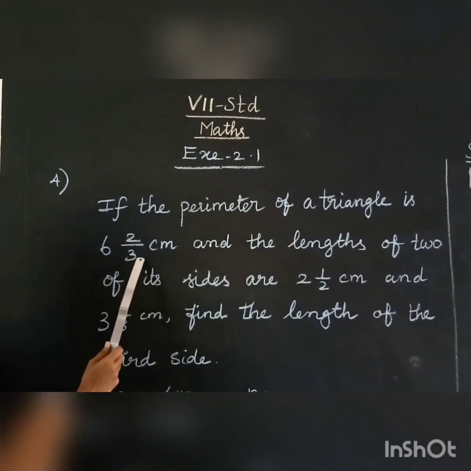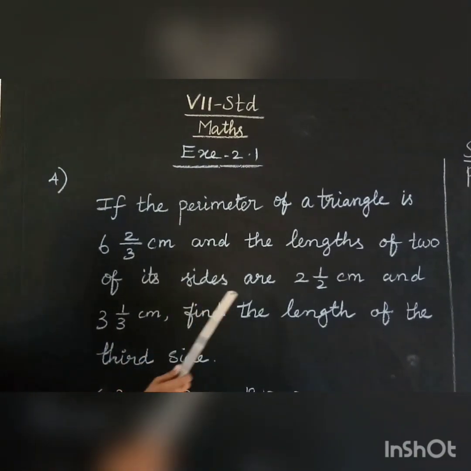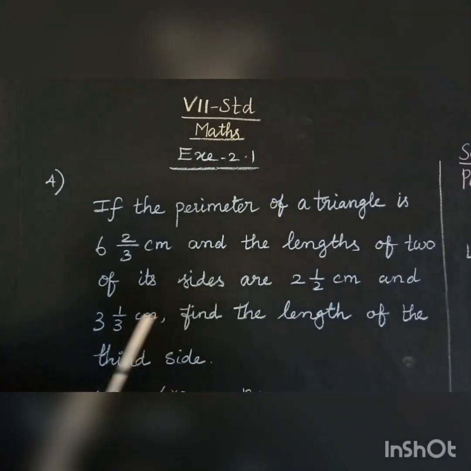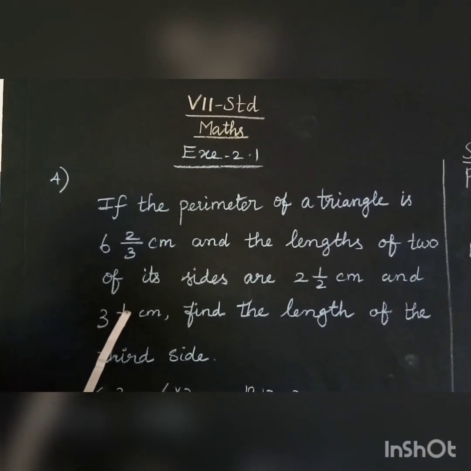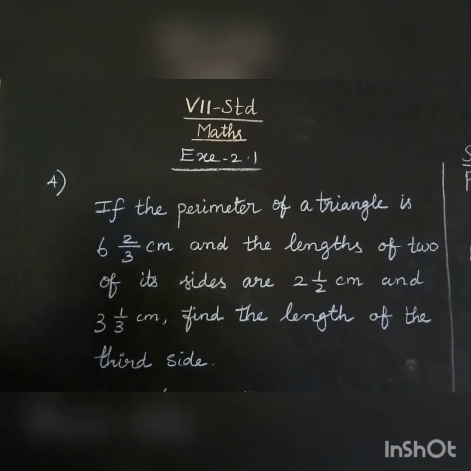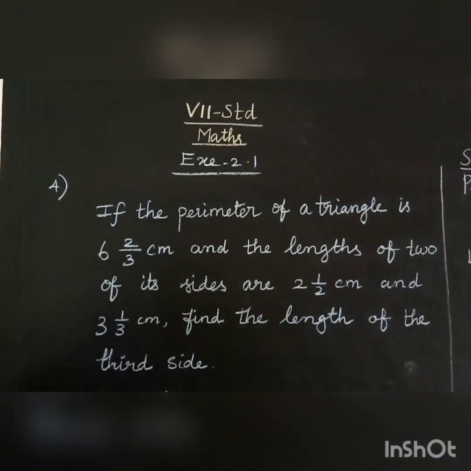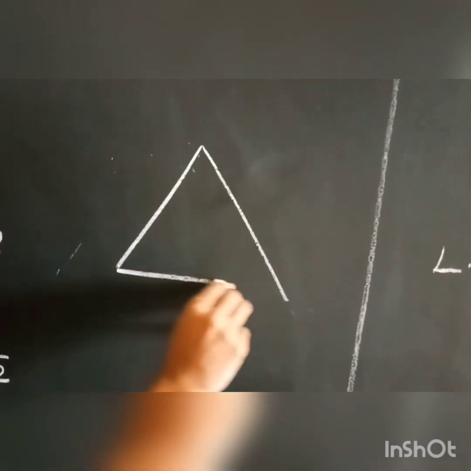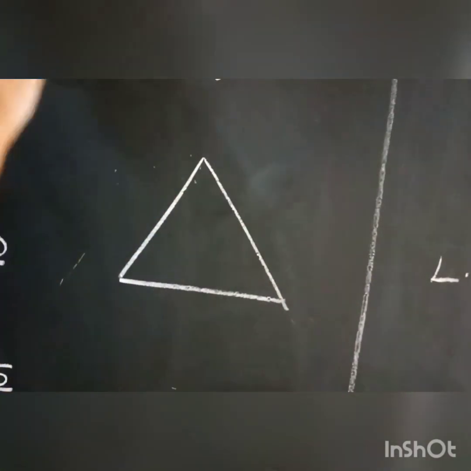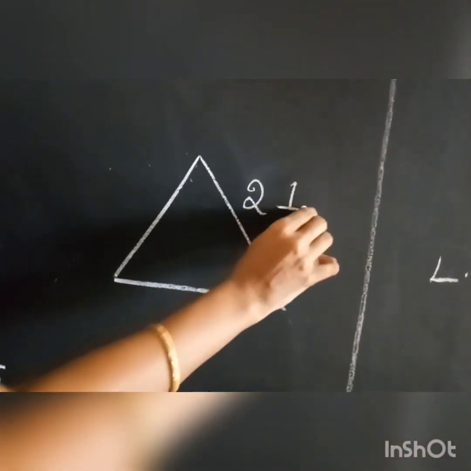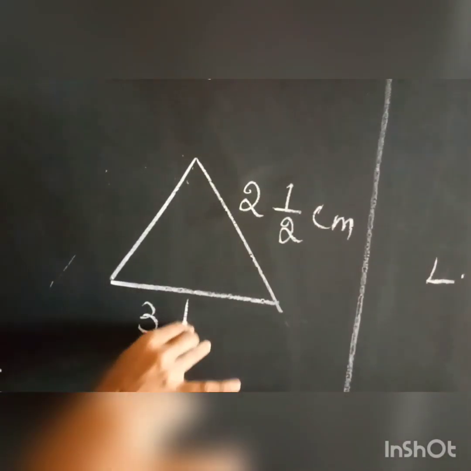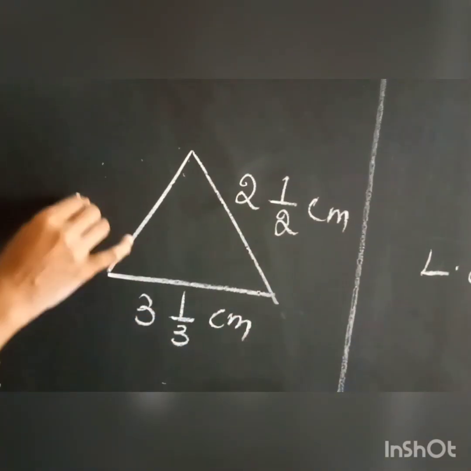This is your given, okay? And then they are given two sides. The sides are 2 1/2 centimeter and the other side is 3 1/3 centimeter. A triangle has how many sides? 3 sides, isn't it? Now draw the triangle, and the sides are: first side is 2 1/2 centimeter and the other side is 3 1/3 centimeter. We have to find the third side.